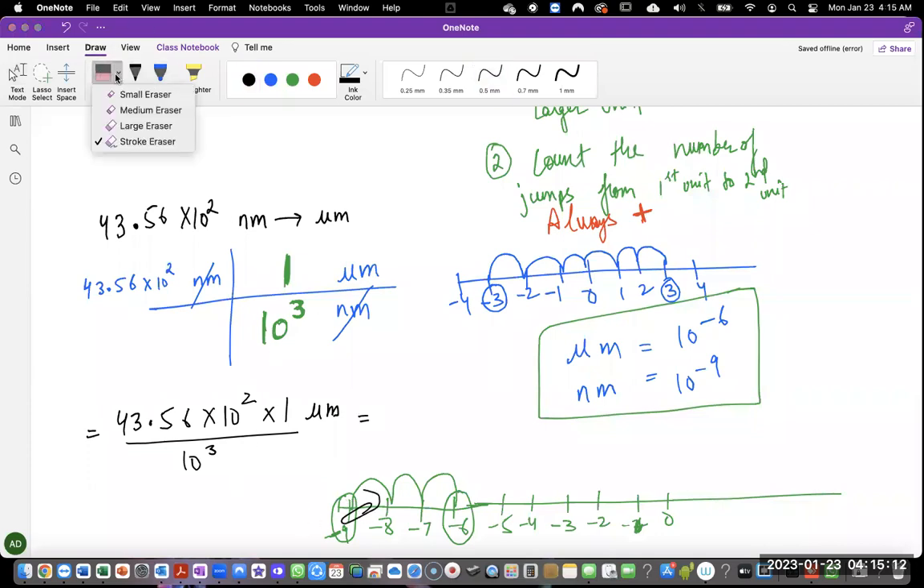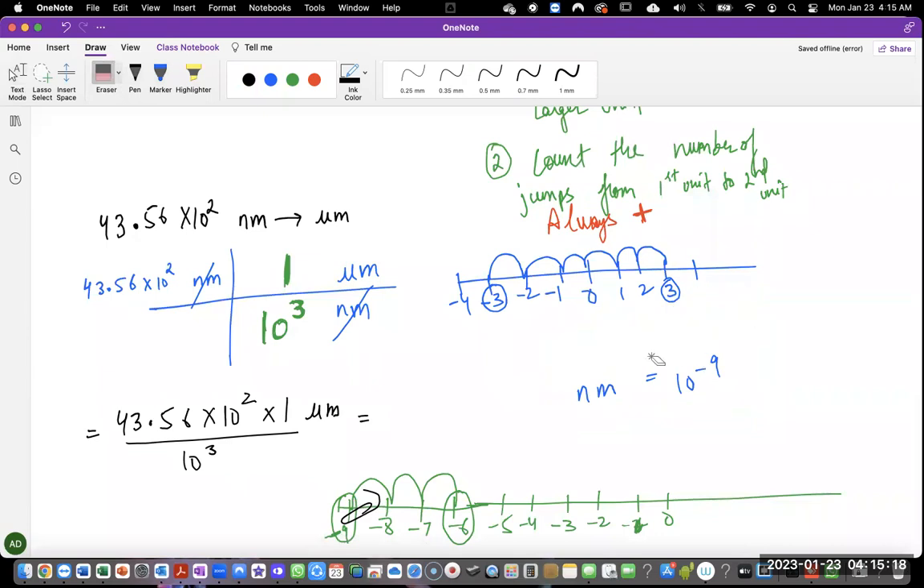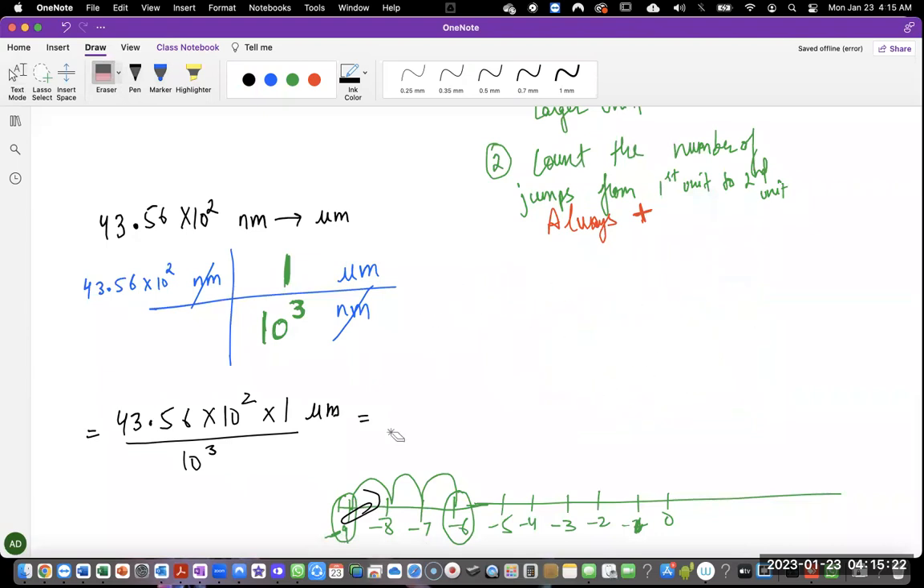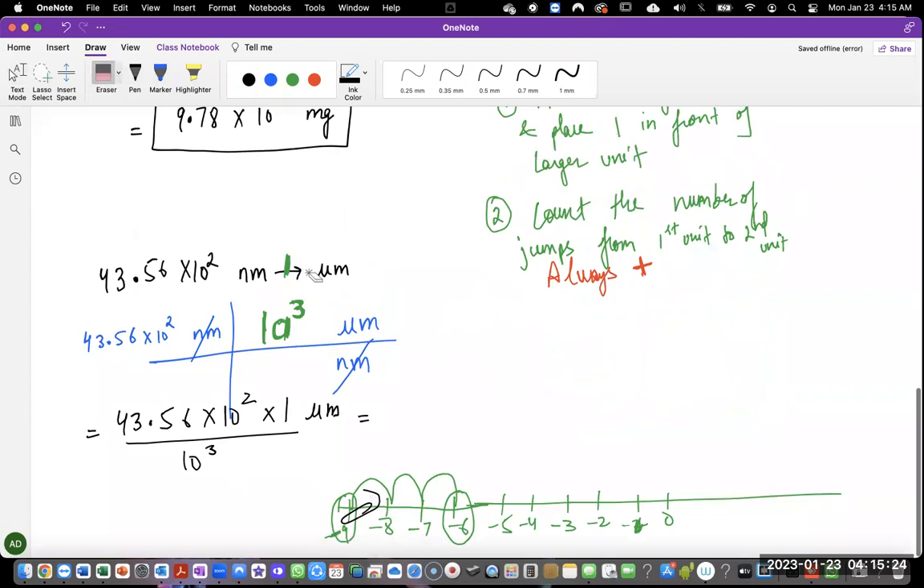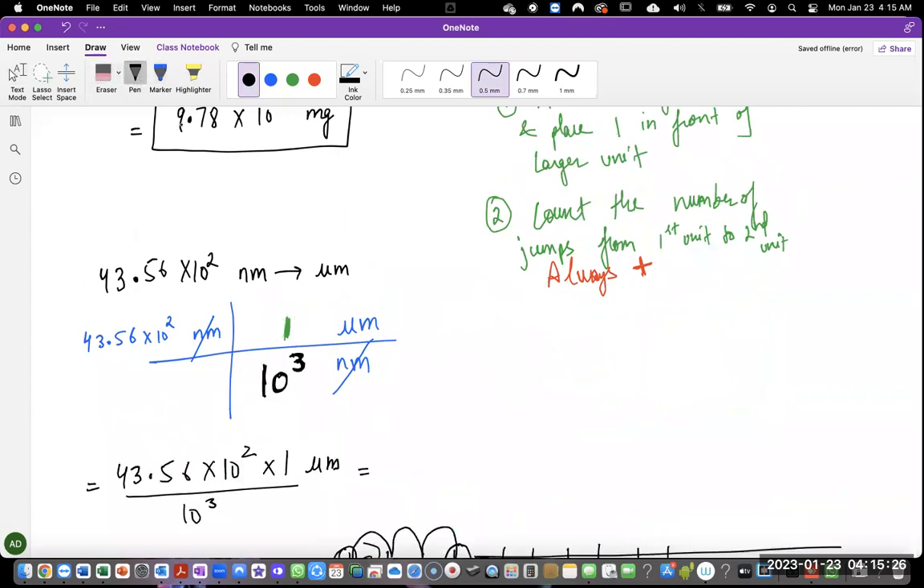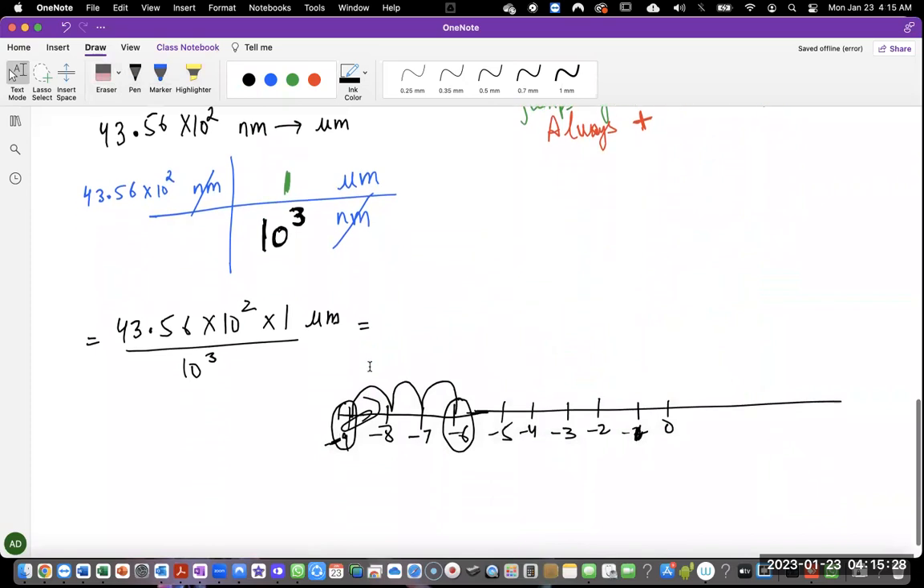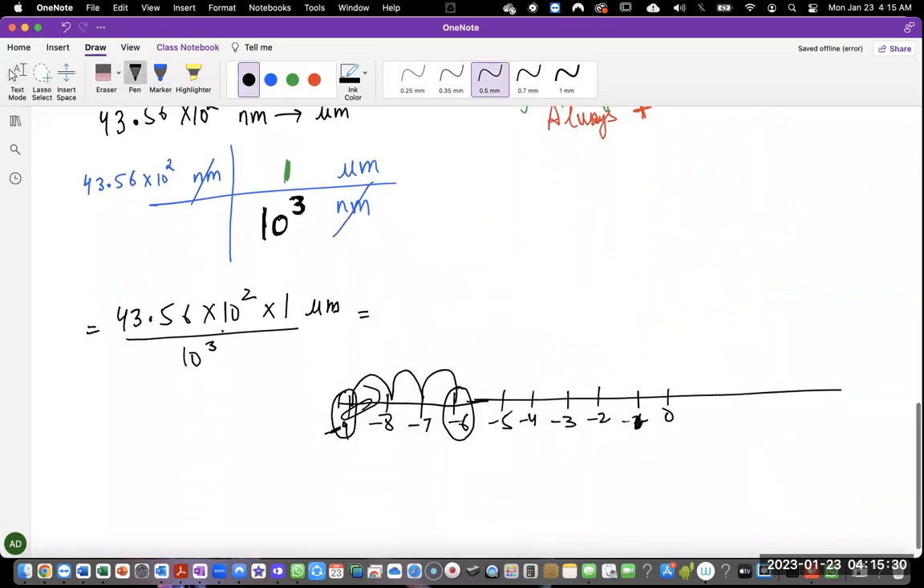How do we, first of all, why is this not working? Something wrong. Okay, let's keep going. So this is what we have. We are going to rewrite that: 43.56 times 10 to the power 2, that times 1 can be ignored. And then I have this 10 to the power 3 sitting here in the bottom.